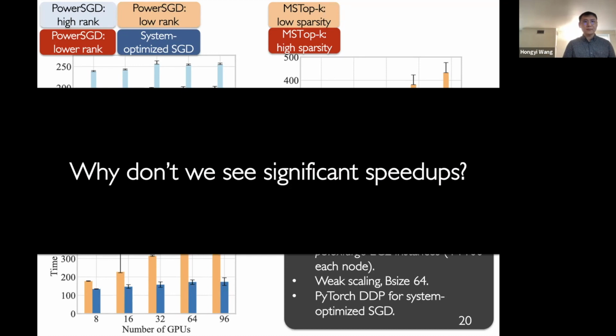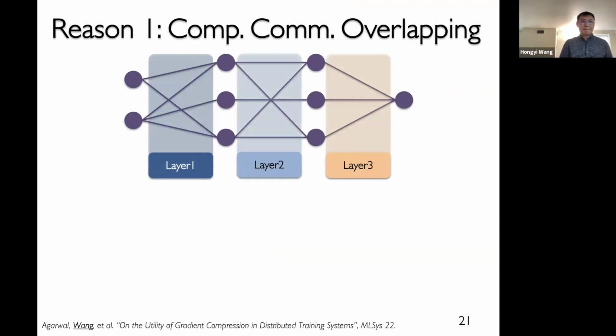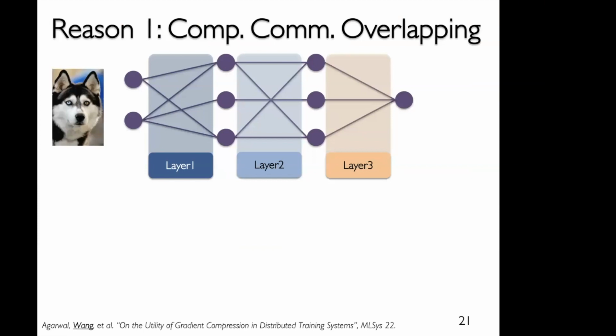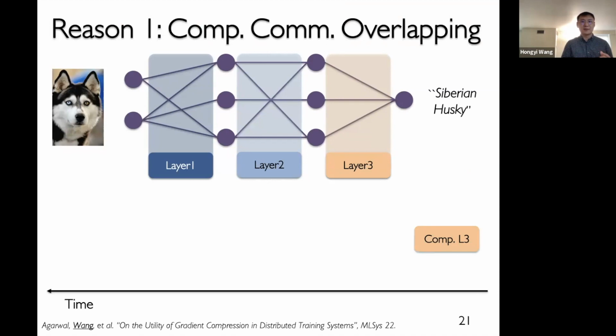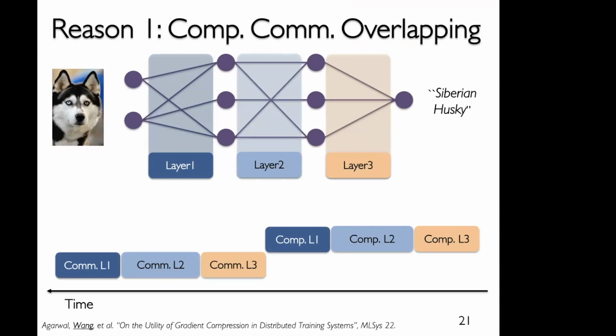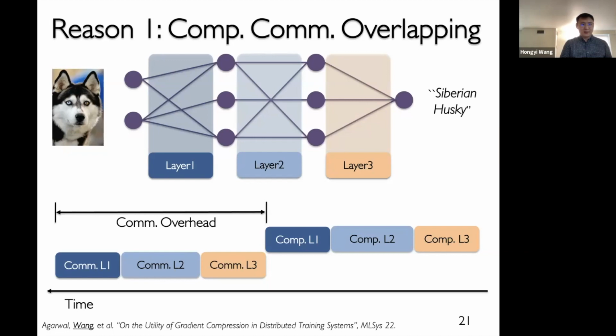The first reason is that in practice, computation and communication are already overlapped with each other. Let's think about a very simple example of a neural network, with input and output, and see what's happening in the backward propagation stage. In the vanilla way, we compute the gradient of each of the layers, the last layer, the second last layer, and the very first layer. After we get all the gradients, we start to share them with the all-reduce operation. We start the communication, and the communication overhead will be something like this.